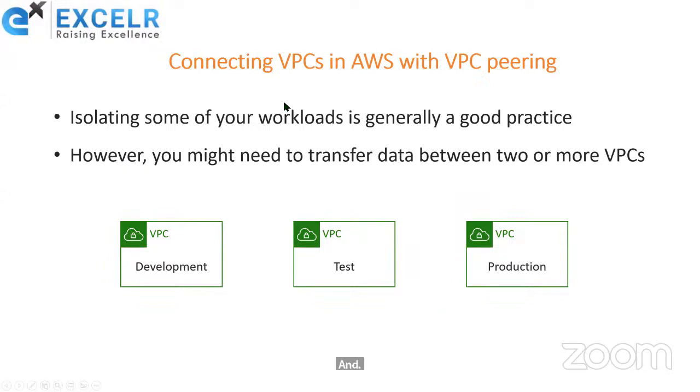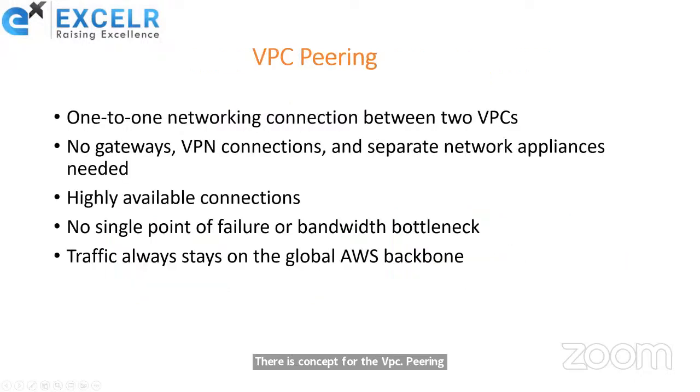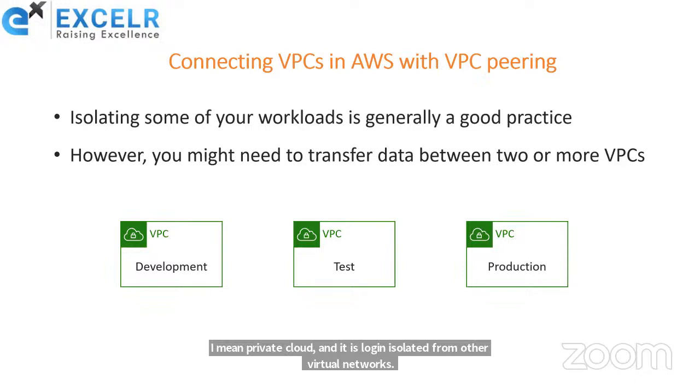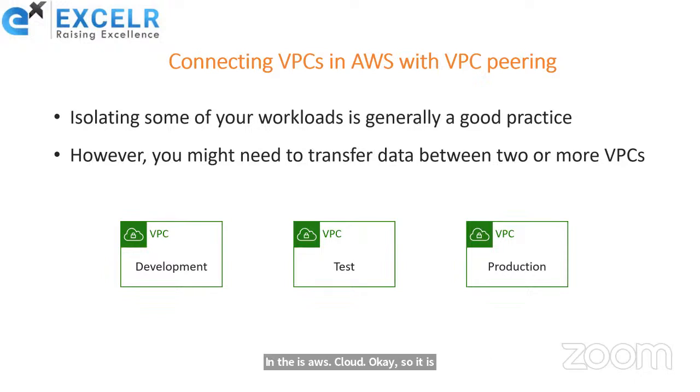And there is a concept of VPC peering. Let us try to understand. Okay, so we'll do a lab session for this as well. What is VPC peering? Connecting VPCs in AWS with the help of VPC peering. A VPC is a virtual private cloud that is logically isolated from other virtual networks in the AWS cloud. Okay. So VPC peering is a network connection between two VPCs that enables you to route traffic. For example, let me show you one thing.